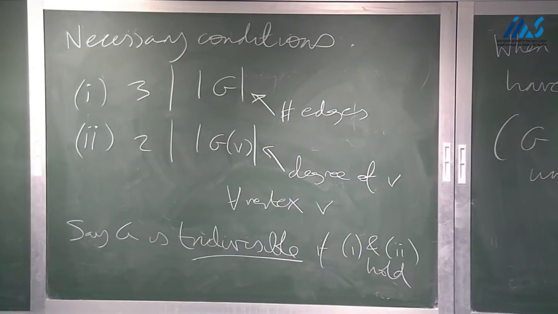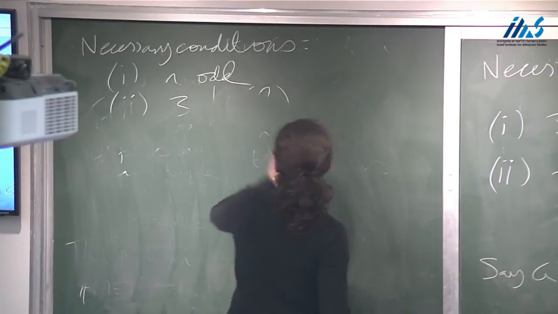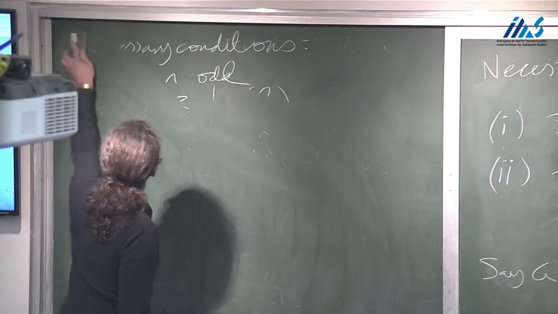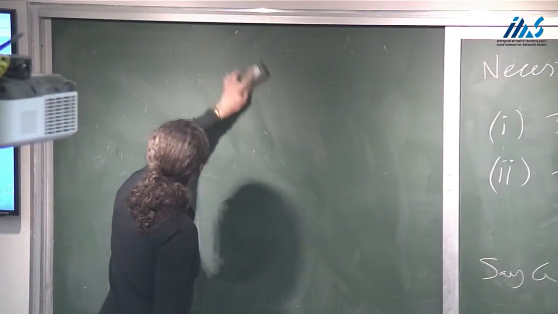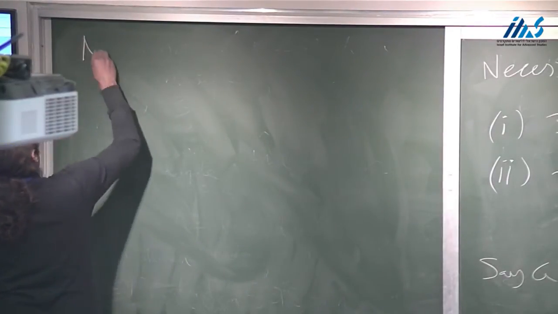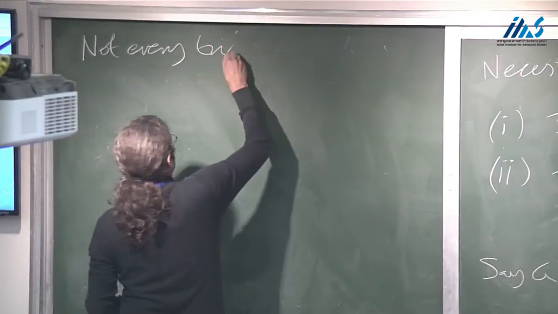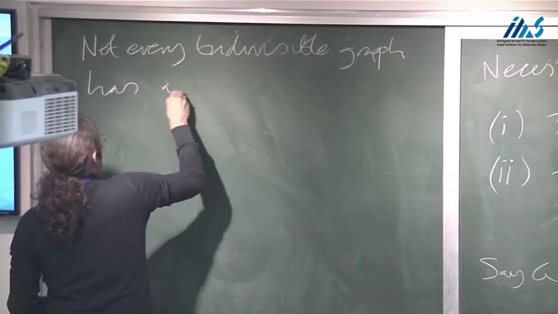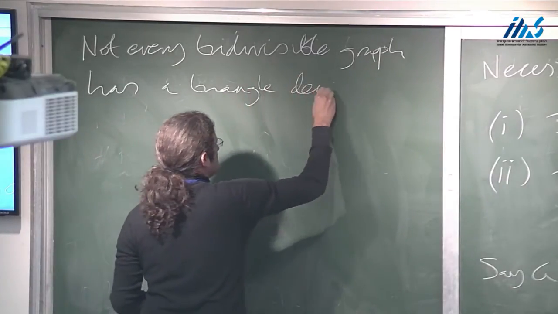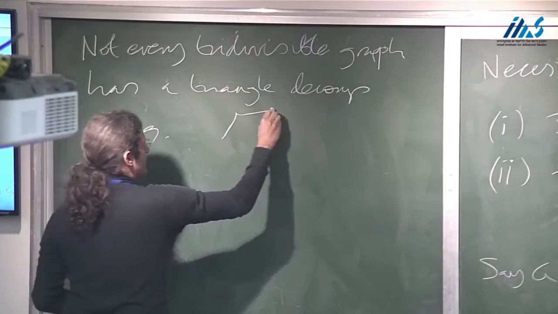Okay, so does every tridivisible graph have a triangle decomposition? No. An example? Sorry. Yes, okay, good. So not every tridivisible graph has a triangle decomposition. For example, take the sixth cycle.